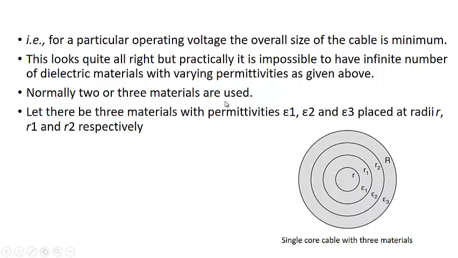Normally 2 or 3 materials are used. What we do usually is use only 2 or 3 materials. Let there be 3 materials with permittivities epsilon 1, epsilon 2 and epsilon 3 placed at radii r, r1 and r2 respectively. That is, one is placed here, another is placed here, another is placed here.